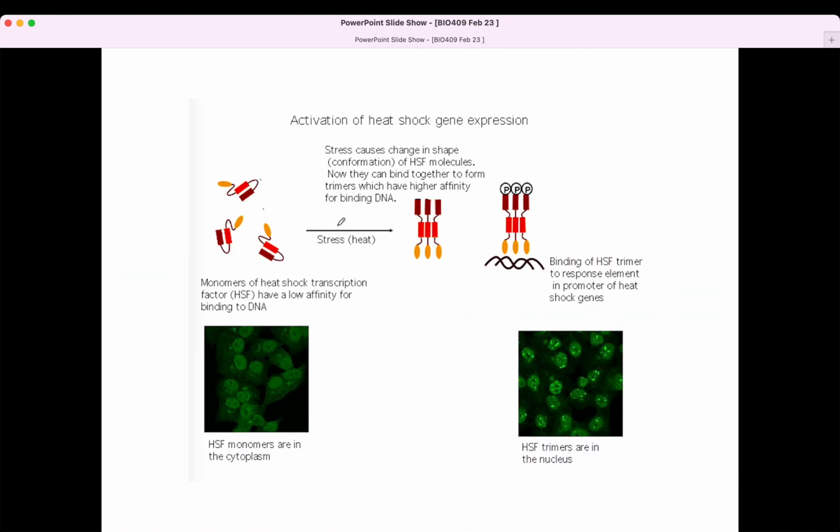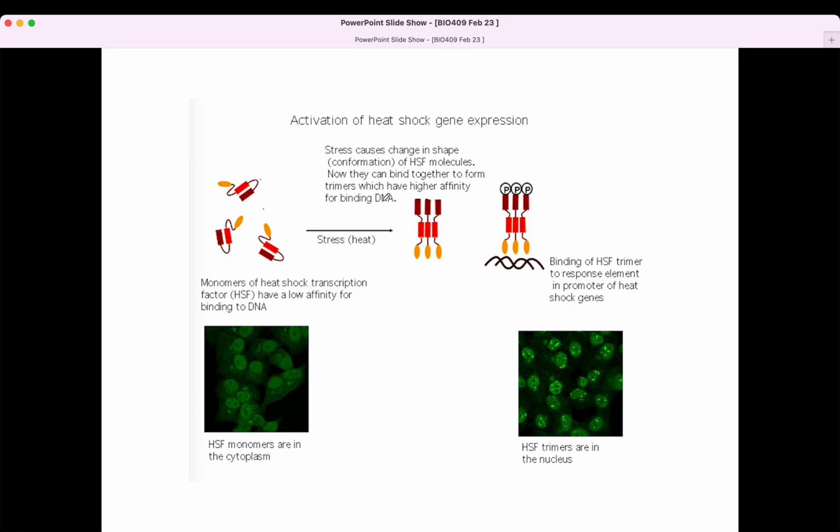So I have just a couple of slides. Here's that HSF just floating around. This image down here just shows that it's mostly in the cytoplasm. We've got it tagged with a green tag, and they just can't stay in the nucleus very effectively.